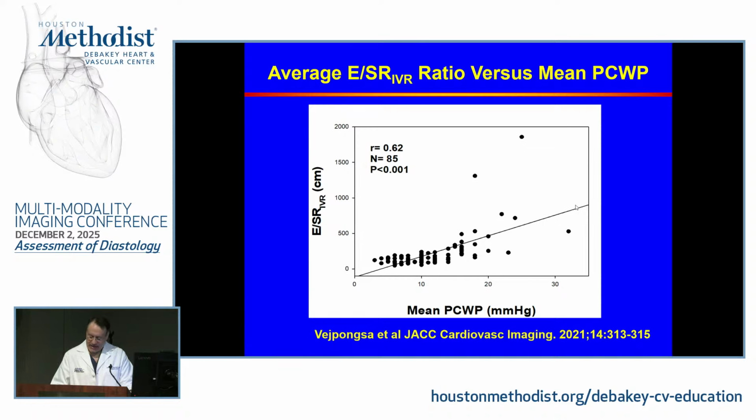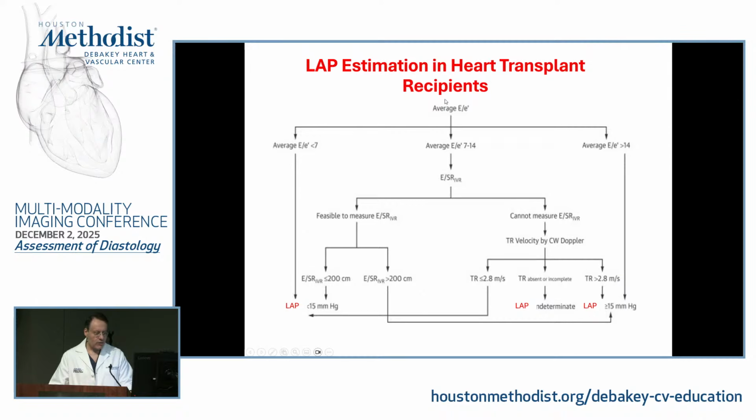correlation. And we have that algorithm, which is included in the 2025 guidelines. You start with E to E prime ratio. If the ratio is less than 7, LAP is normal. More than 14, it is elevated. 7 to 14, you look at the ratio of mitral E to strain rate during isovolumic relaxation. If you don't have that, then you go to TR, and more than 2.8, LA pressure is elevated. If it is less, then it is not.